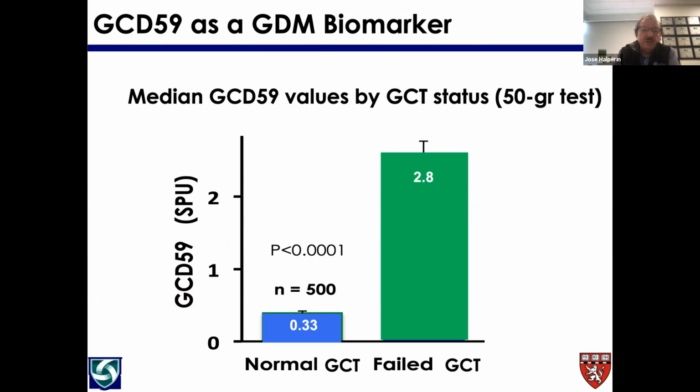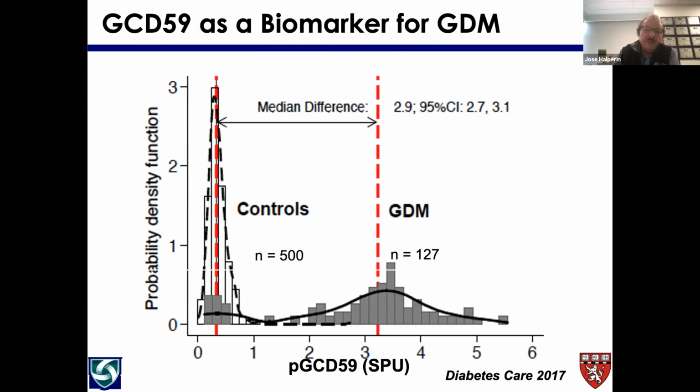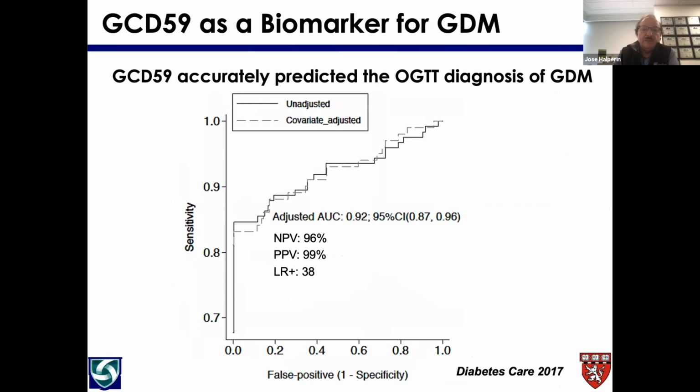Glycated CD59 was almost tenfold increased in the women who failed the GLT test, as you can see here. The test for GCD59 also totally separated both populations of controls and the women with formal diagnosis of GDM, with high sensitivity and specificity, as determined by an area under the ROC curve of 0.92, and a positive predictive value of an odds ratio of almost 38 times.